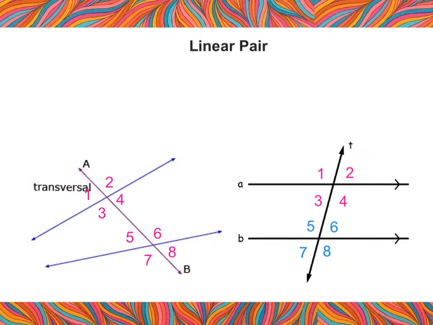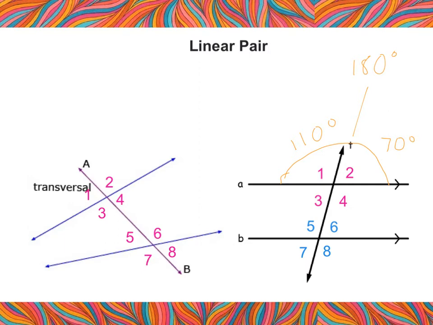The other review vocabulary we have is the term linear pair. I'm not going to mark all of the linear pairs, but remember that if you have 2 angles that are adjacent and supplementary, like angles 1 and 2, we call that a linear pair. So if we pretend for a second that angle 1 is 110 degrees, angle 2 would have to be 70 degrees, and they would add up to 180 degrees. So that's what it means to be supplementary.